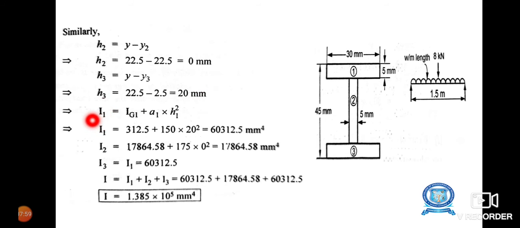Next, we find out I1. So we get I1 as Ig1 plus A1 into H1 square. We apply all the calculated values in this formula. So I1 is equal to 312.5 plus 150 into 20 square. We got the answer of 60,312.5 mm power 4. That is the moment of inertia of 1, I1. Next we calculate I2. The same formula will be used.